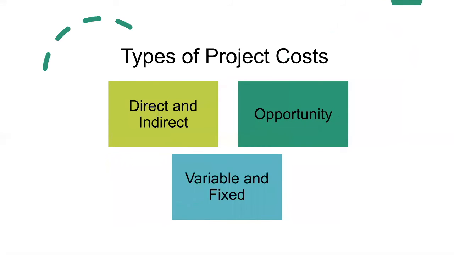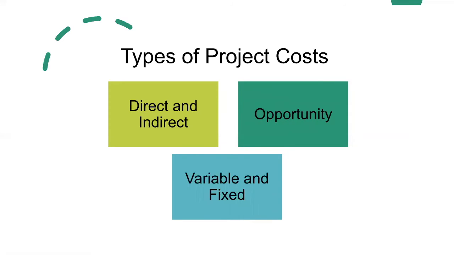Project cost types. There are several types of project costs. The following three are the most commonly used in project management. Variable and fixed. Variable costs vary based on the amount of output, while fixed costs are the same regardless of production output. Examples of variable costs include labor and the cost of raw materials, while fixed costs may include lease and rental payments, insurance, and interest payments.